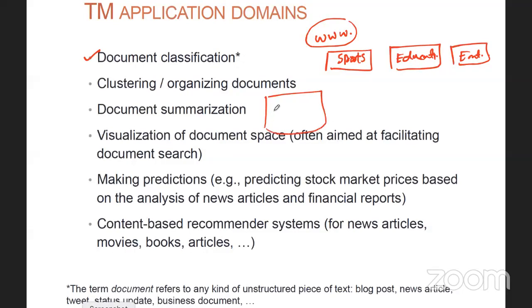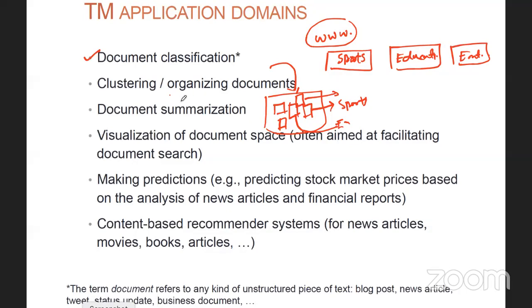Many websites are there in this domain. I would apply a classification algorithm on this, and then see whether this website comes under sports, this website comes under education, this website comes under entertainment. This is what document classification, or website classification, is. This is one of the applications.